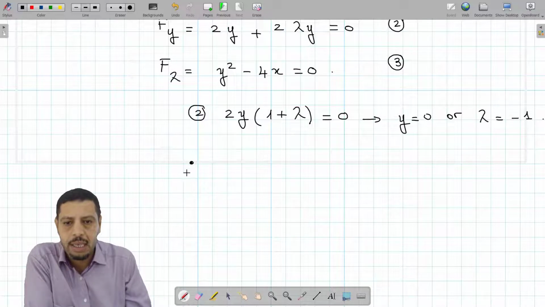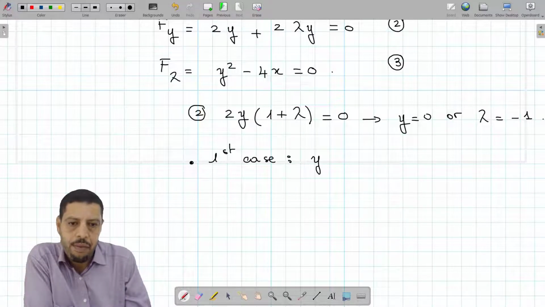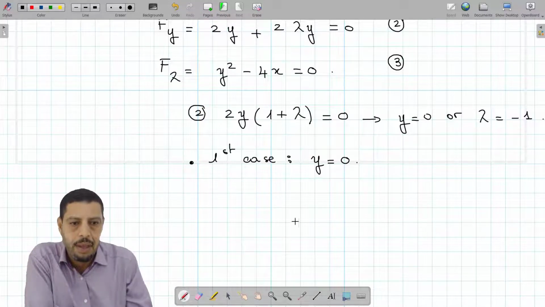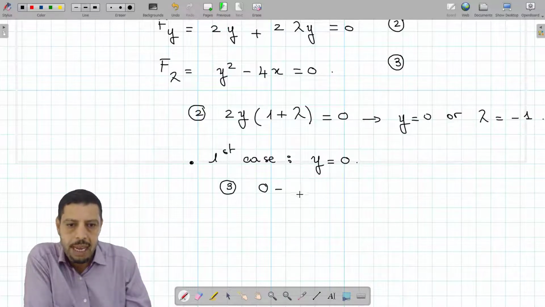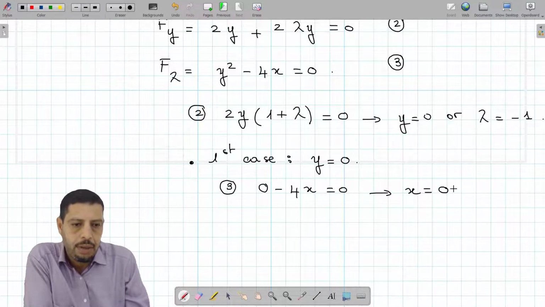So we're going to distinguish these two cases. We'll start with the first case, which is y equals 0. And from the value of y, we'll try to get the values of x and lambda. Okay, we can use the third equation here to get x. So let's use the third equation, and we're going to write that 0 squared, which is 0, minus 4x equals 0, which gives x equals 0. So from y equals 0, we found that x equals 0.